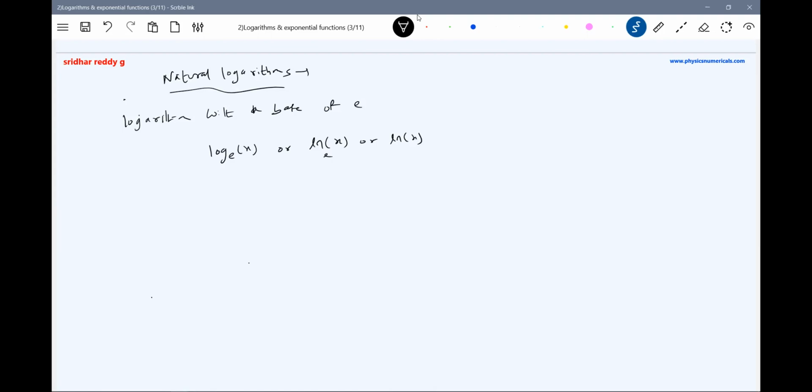Then we have common logarithms. Logarithms with a base of 10, so log x to the base 10. So if you see ln x, it is to the base e. If you write log x, it's to the base 10.